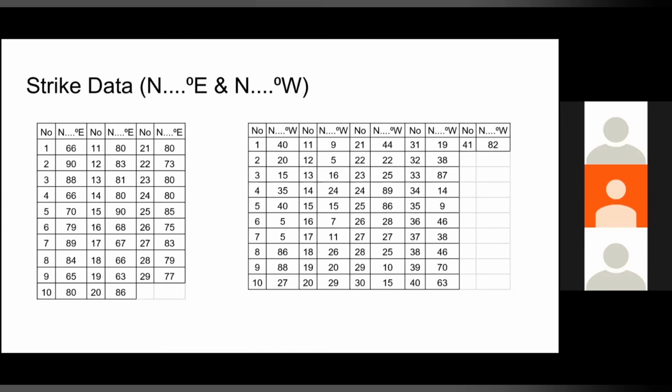So based on the previous data that we have, we split into two tables. The first one is the table for northeast data, and the second one is for northwest data. The northeast table is on the left side, and the northwest data is on the right side. For the northeast data, there are 29 data, and 41 data for the northwest.